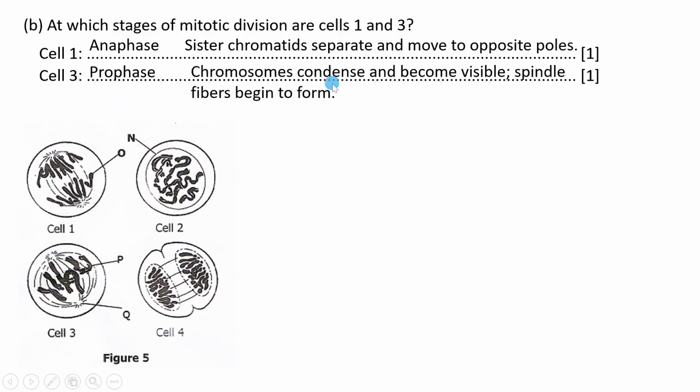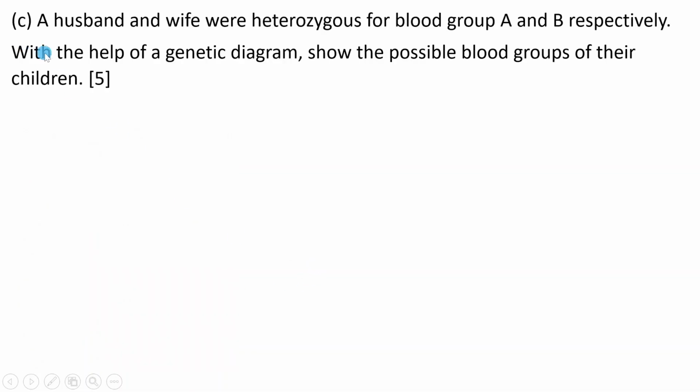Then cell 3 is at prophase. Why? Chromosomes condense and become visible. So these chromosomes are condensing and becoming visible, and spindle fibers are beginning to form, which hold the chromosomes. So this one is at anaphase, this one is at prophase. Then we move on to the next question, C, which says a husband and wife were heterozygous for blood group A and B respectively.